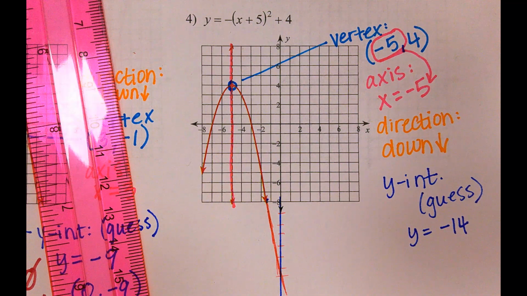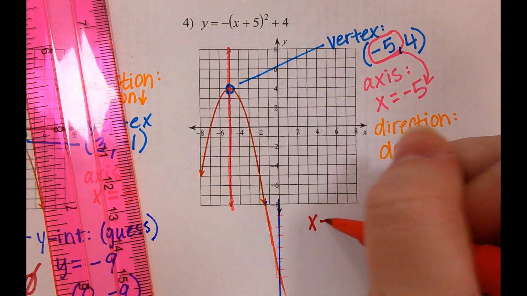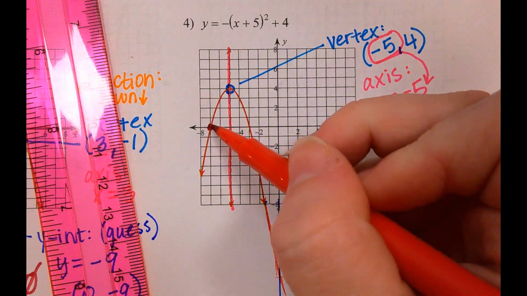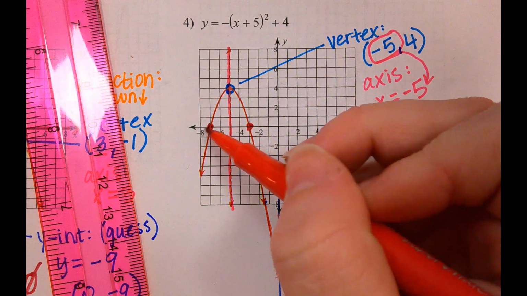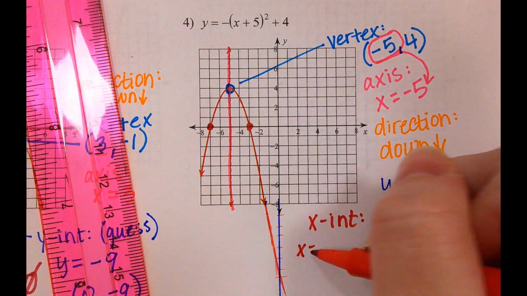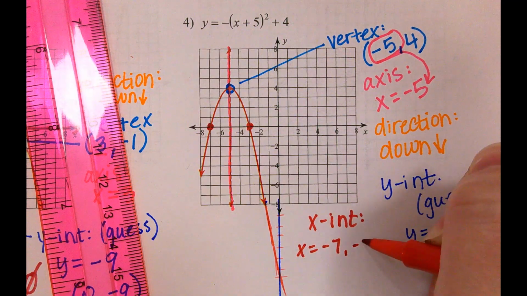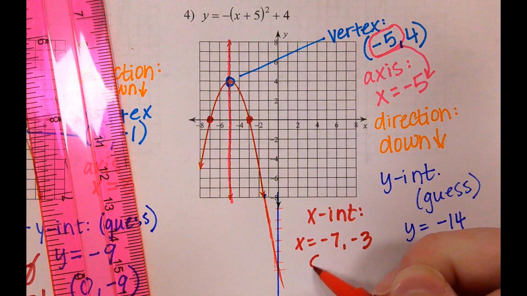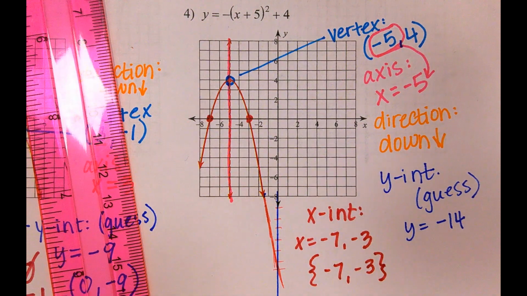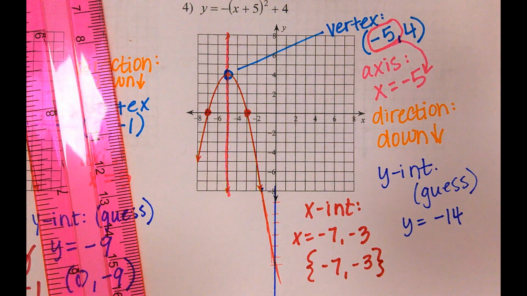And then last but not least, let's identify the x-intercepts. We finally have some. -3. Good. -7, -3. So x equals -7, comma, -3. Or I could do brackets. Or I could write coordinates, of course, too.